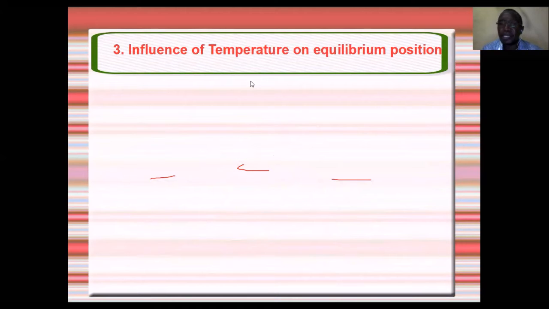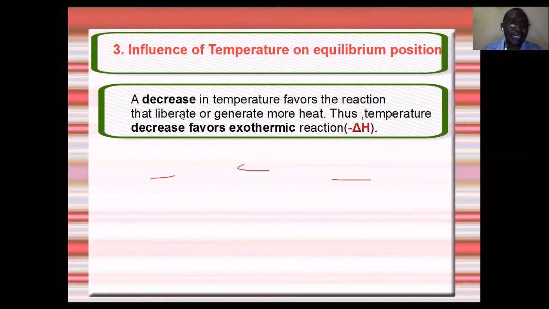We are going to see how temperature will affect the position of the equilibrium. Temperature change will only affect a reversible reaction that is in equilibrium if that reaction is either an endothermic process or an exothermic process. A decrease in temperature will favor the reaction that liberates or generates more heat. So this is to say that a temperature decrease favors an exothermic process.